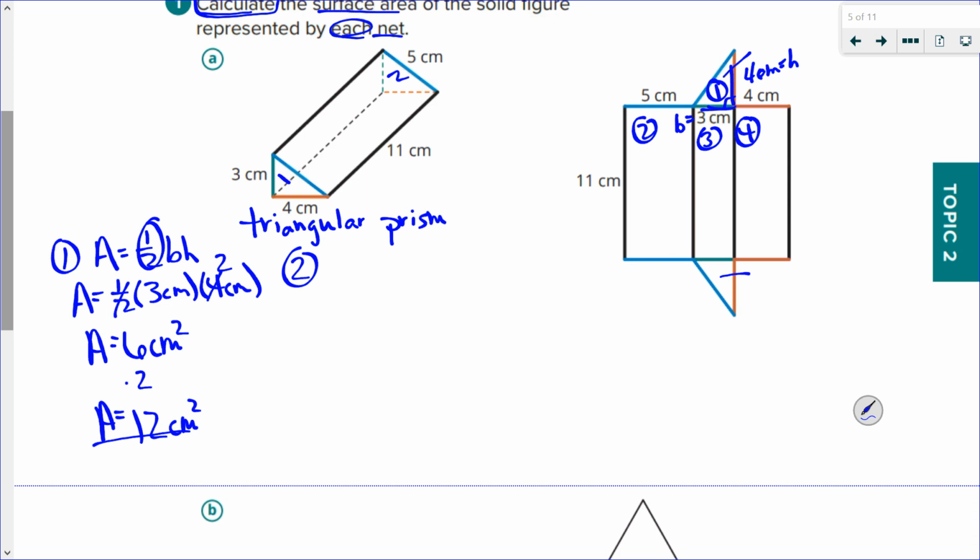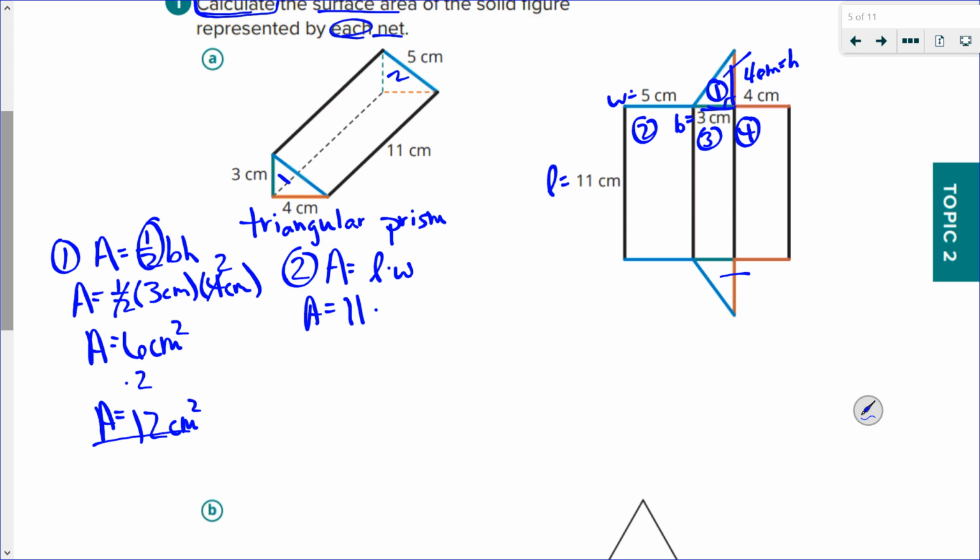Number 2, what shape is this? Rectangle. So I know the area equals length times width. So I have a length of 11 and a width of 5. Put those numbers into my formula. Technically I did it the other way. 11 centimeters times 5 centimeters gives me 55 centimeters squared. How many of those rectangles do I have? Just the one. Because they're rectangles, so they're all different.